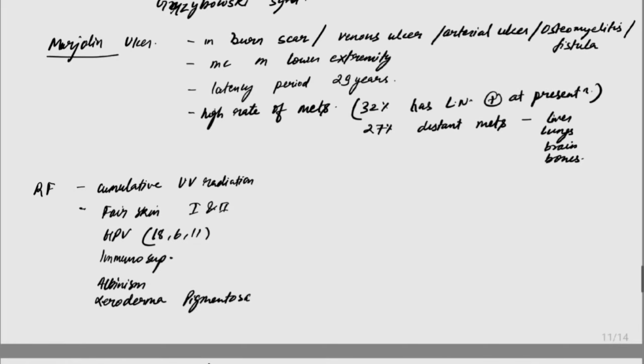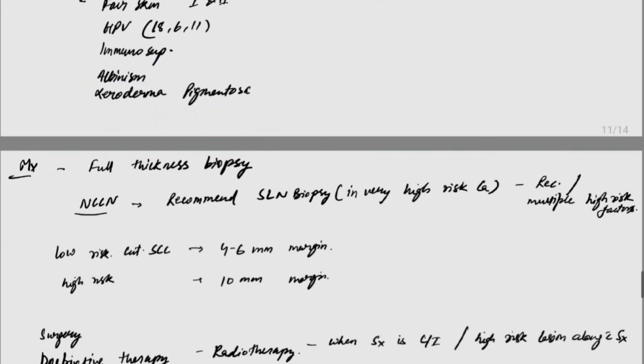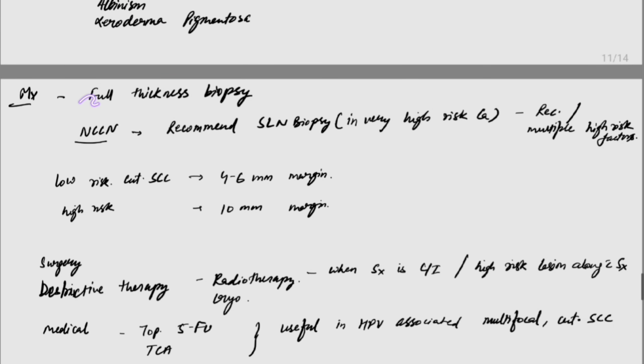bones. Risk factors for squamous cell cancer are cumulative UV radiation, fair skin types 1 and 2, HPV infection, immunosuppression, albinism and xeroderma pigmentosum. Diagnosis is by full thickness biopsy. NCCN recommends sentinel lymph node biopsy in very high risk cases such as recurrent disease with multiple high risk factors.